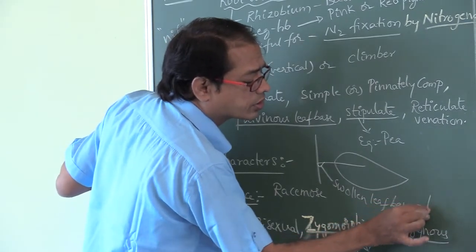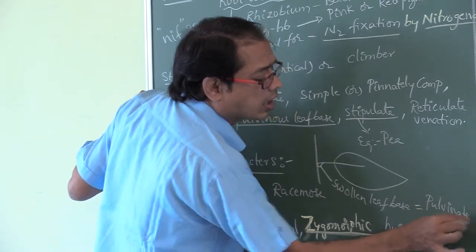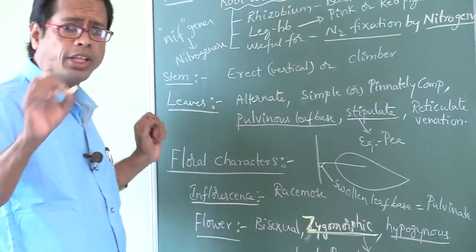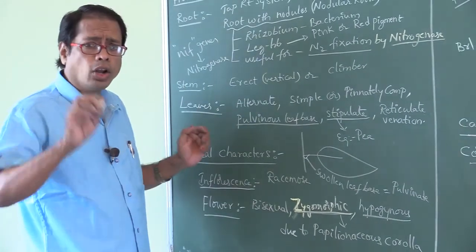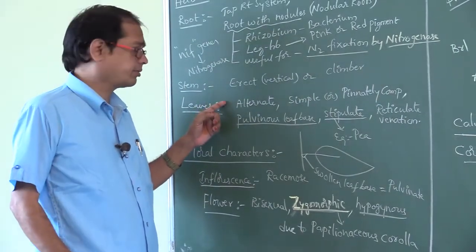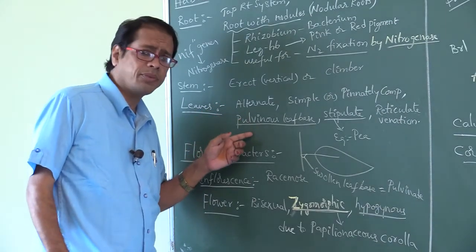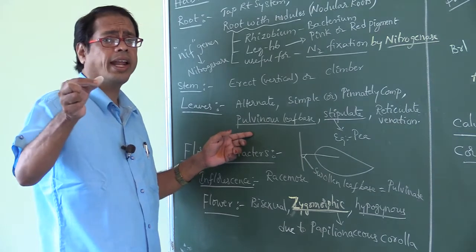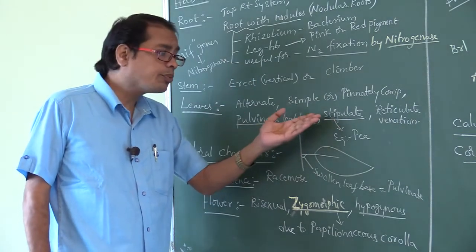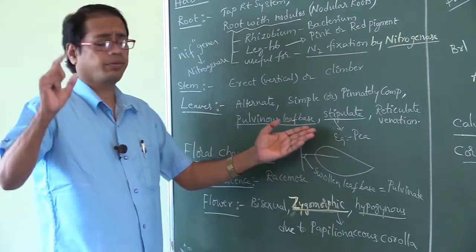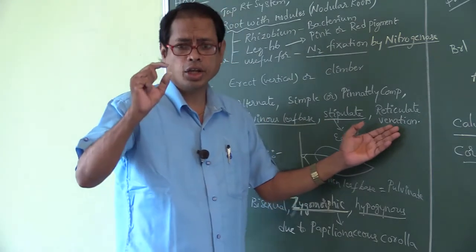Swollen leaf base is called pulvinate. Pulvinate leaf base is found in Fabaceae family. Very, very important point. Phyllotaxy is alternate. Leaf base special character is pulvinous leaf base or pulvinate leaf base. Stipules present, so called stipulate. Example P. And as it is a dicot, it shows reticulate venation.